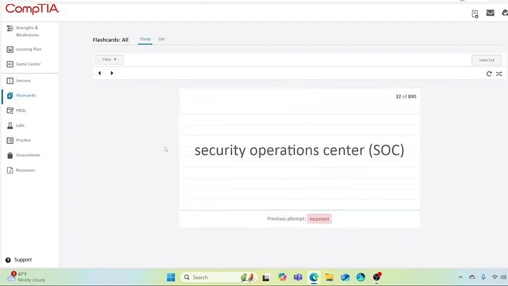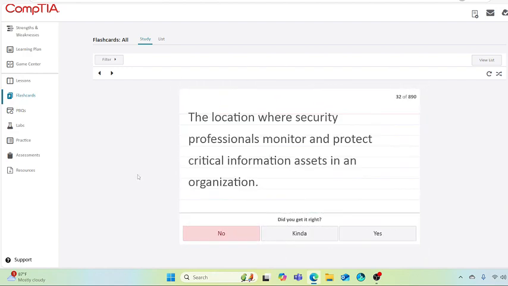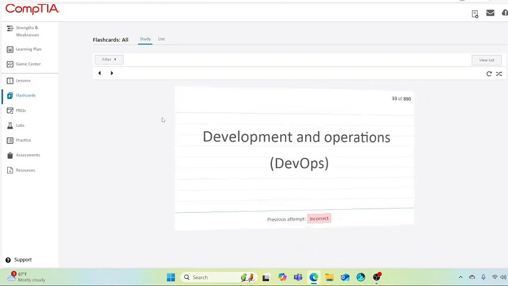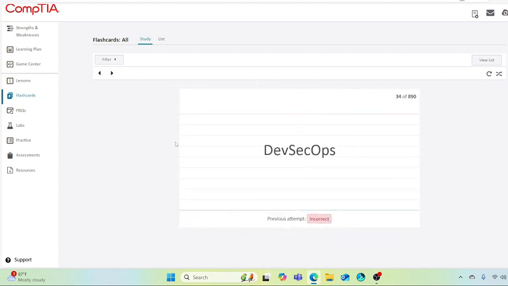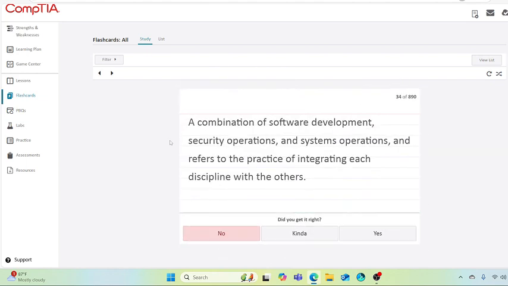Security Operations Center. The location where security professionals monitor and protect critical information assets in an organization. Development and Operations, DevOps. A combination of software development and systems operations and refers to the practice of integrating one discipline with the other. DevSecOps. A combination of software development, security operations, and systems operations and refers to the practice of integrating each discipline with the others.